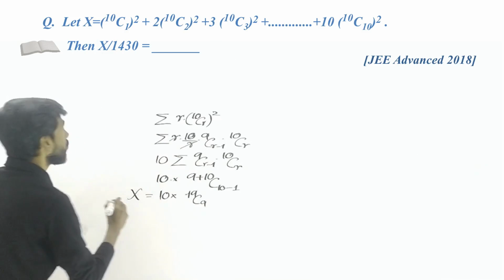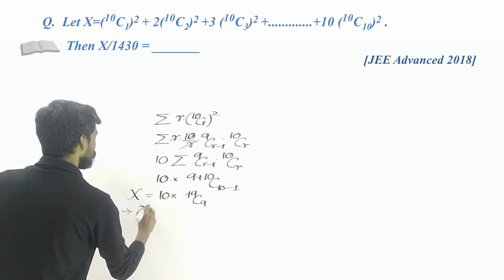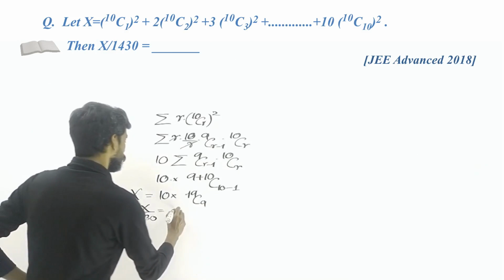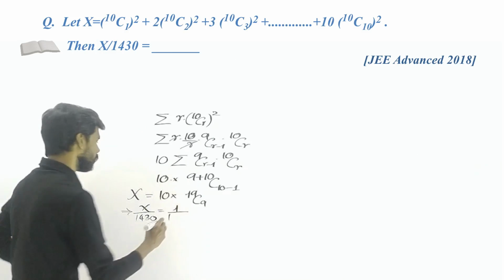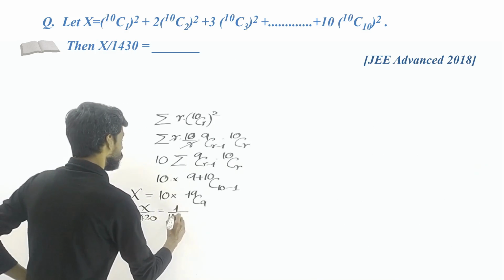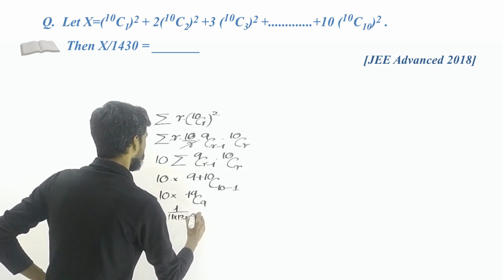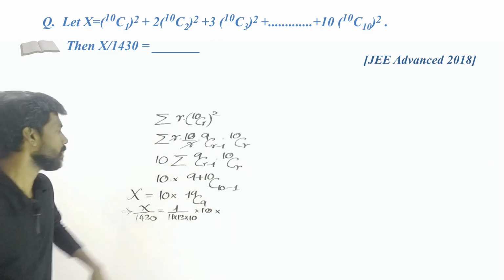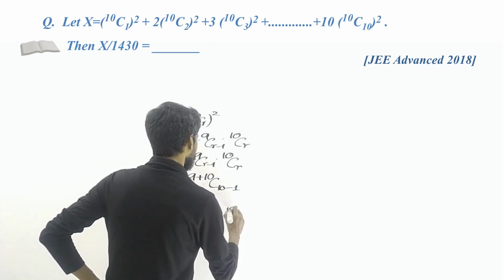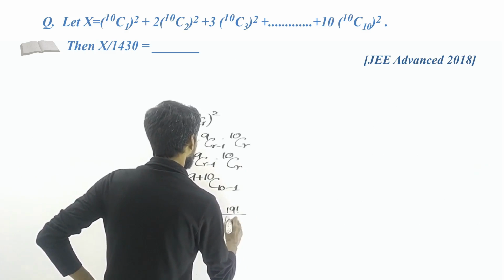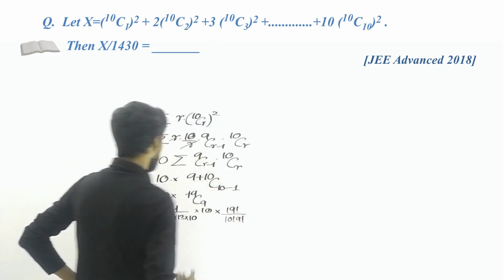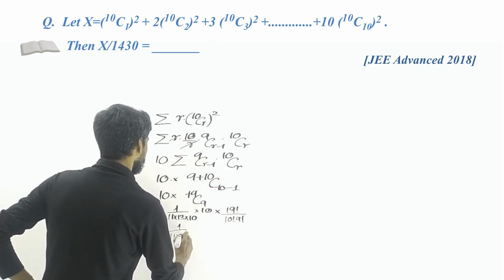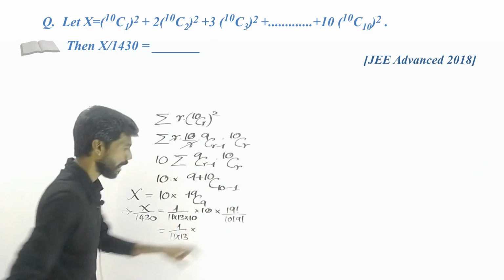But what we need is x divided by 1430. This is what we need to find. That means 1 divided by 1430, which is the same as 11 multiplied by 13 multiplied by 10 multiplied by this 10, again 19C9. 19C9 can be written as 19 factorial divided by 10 factorial, 9 factorial. So just a calculation here. If you cancel, it is 1 divided by 11 times 13 and 19 factorial over 10 factorial.